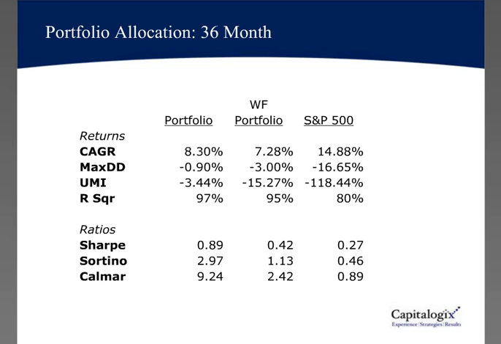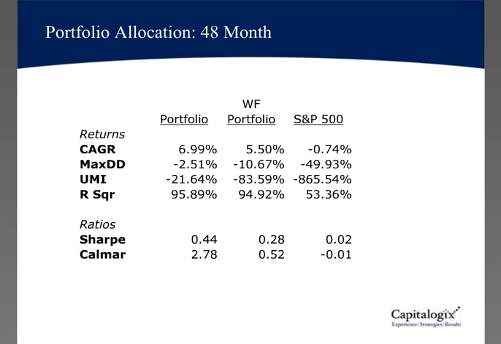The UMI is 15.27. It can be hard to reference that, but that's actually a really good number relative to the S&P 500. The R squared, the stability of the equity curve, it does degrade a little bit, but not that much. You're still talking about a really stable equity curve relative to the S&P 500, and the same can be said here for the Sharpe, Sortino, and Calmar. So along those lines, you're going to find that the portfolio actually does get better.